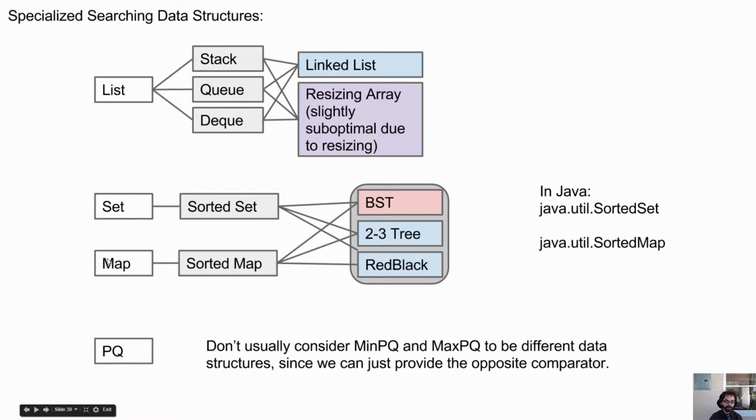Or you might say for a set or a map. In Java, there are actually interfaces for sorted sets and sorted maps, because sometimes you actually want a set that's in order, so you can throw a bunch of stuff into it, and then you can ask for all the items back in order. And so for these, it makes more sense to use a 2-3 tree or a red-black tree or a BST, and less to use a hash table, because again, they don't support order very well. Or, priority queues. Yes, we have min priority queues versus max priority queues, but I'm not showing them here because of the fact that we can just provide a comparator in principle, and you'll see that in lab.